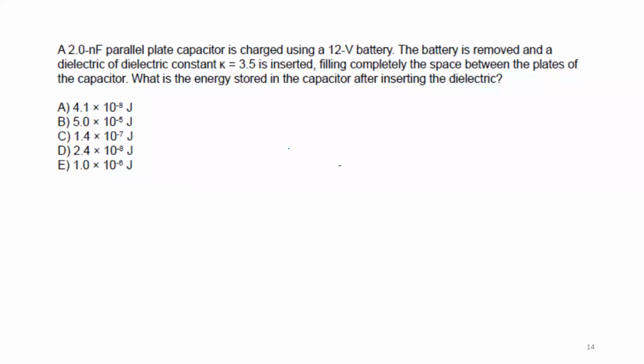Now let's solve our problem. I have a 2 nanofarad parallel plate capacitor, which is charged using a 12-volt battery. So I fully charge it. Then the battery is removed and a dielectric of constant 3.5 is inserted, completely filling the space between the plates of the capacitor. This is very important. Completely filling the space between the plates of the capacitor. The question is very simple. What is the energy stored in the capacitor after inserting the dielectric?